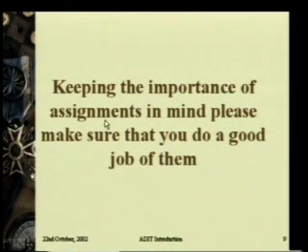Finally, a brief word. Keeping the importance of assignments in mind, please make sure that you do a good job of them. They are very important for you. They are very important for us also, as far as knowing how much you have gone through as far as contents are concerned, how much you are able to assimilate, how much you are able to get, and what more information we should provide so that your doubts and your problems as far as assignments are concerned are eliminated.